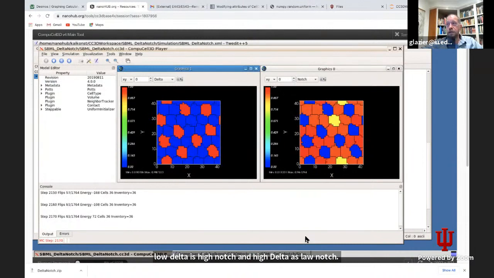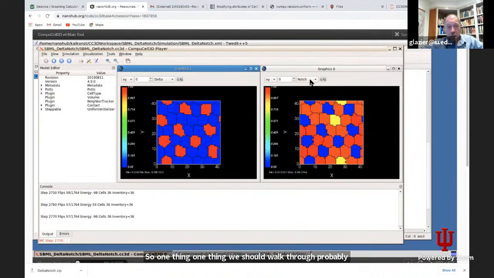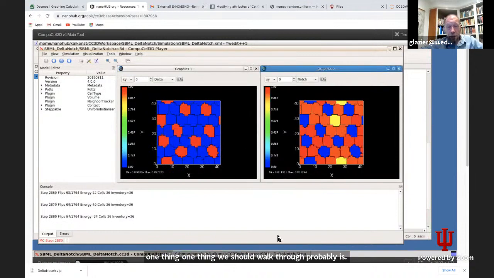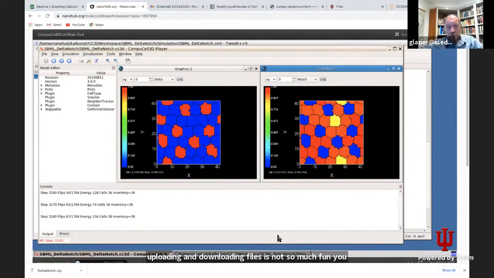And you'll notice there's some cells in the middle that get confused, that are yellow, that don't know which way to go. So one thing we should walk through probably is, it's a little less useful in NanoHub because uploading and downloading files is not so much fun. You have to learn how to zip files.